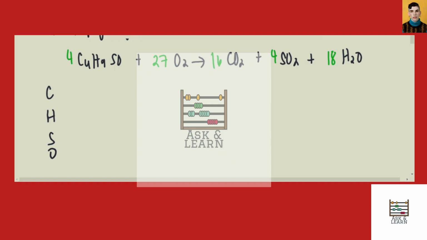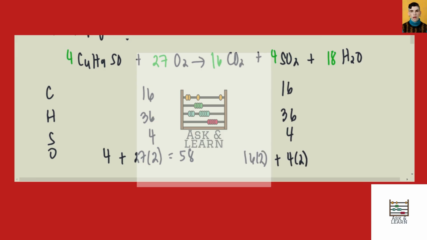So just to check, we count again the carbon, hydrogen, sulfur, and oxygen. For carbon, we have 16 on both sides. For hydrogen, we have 36 on both sides. For sulfur, we have 4. And for oxygen, we have 4 oxygen in C4H9SO plus 27 times 2 oxygen in O2. That gives us 58 overall. And then for oxygen on the right side, we have 16 times 2 plus 4 times 2 plus 18. That also gives us 58.